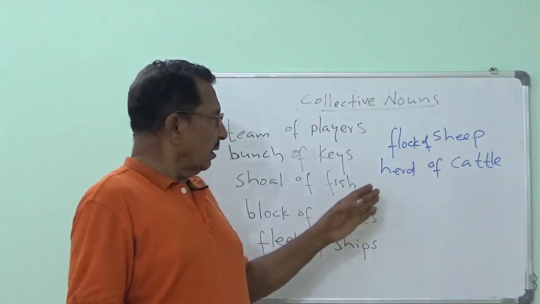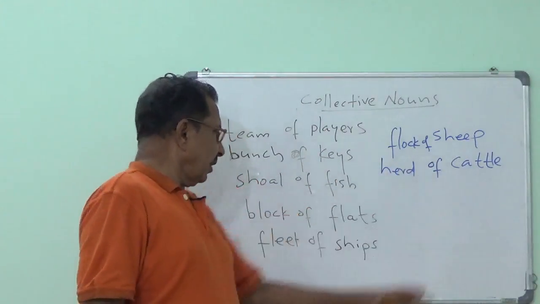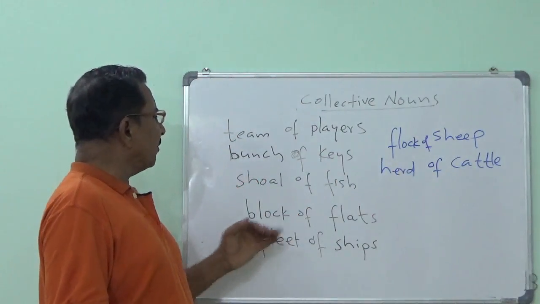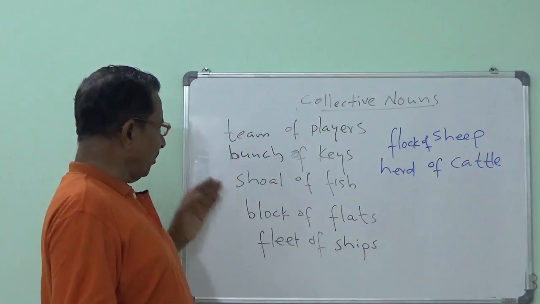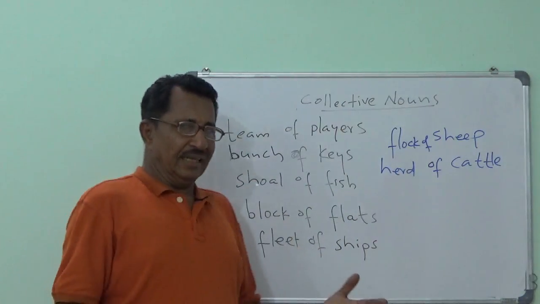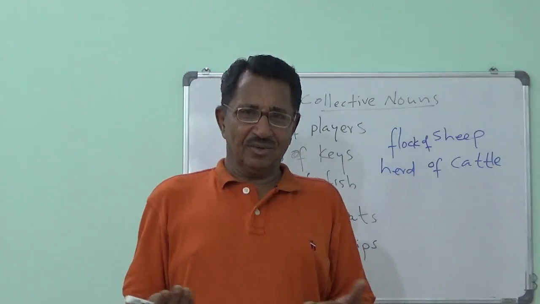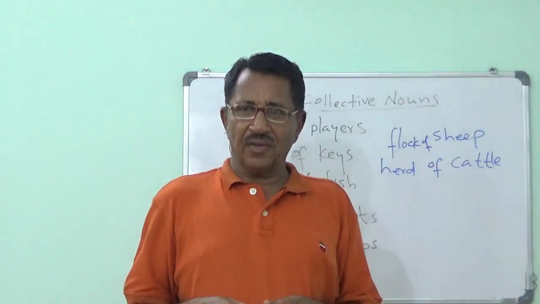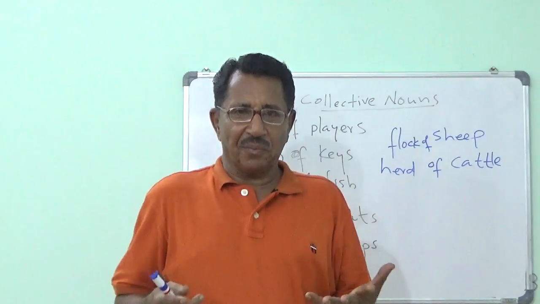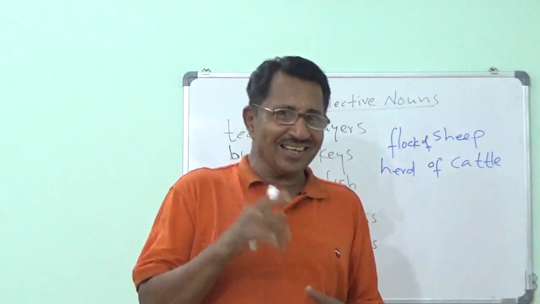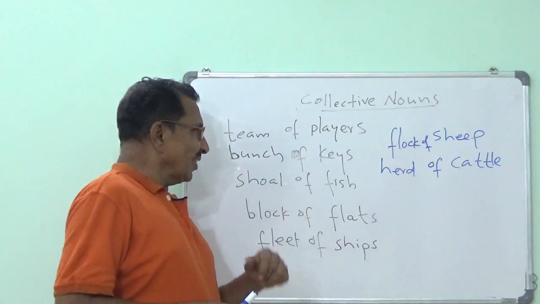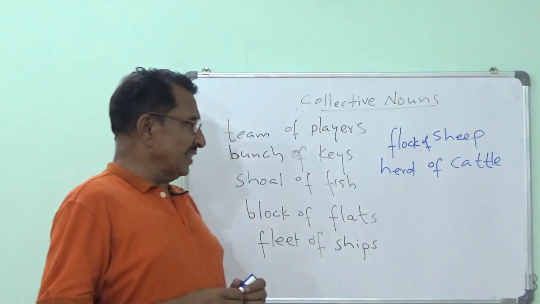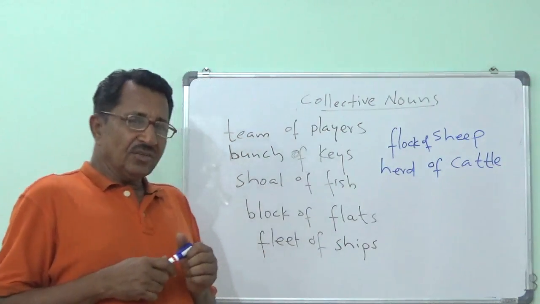We can say a group of sheep, a group of cattle, a group of ships, a group of flags, a group of fish, a group of keys, a group of players. Everything looks like group, group, group, A group, B group, like that. Sometimes you will ask, is it bread group? It's not like that. So you have got separate words for these things. And that is the thing.